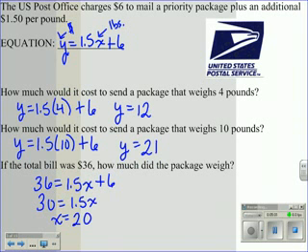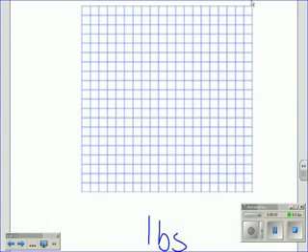Once again, to graph this, we're going to use our slope-intercept form. Y equals 1.5x plus 6. Our x-axis represents the pounds. Our y-axis, once again, represents the money. So we're starting with our y-intercept at 6. 1, 2, 3, 4, 5, 6.